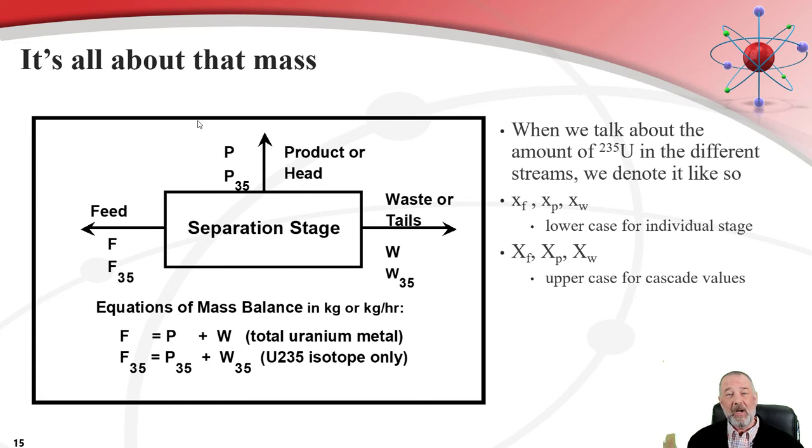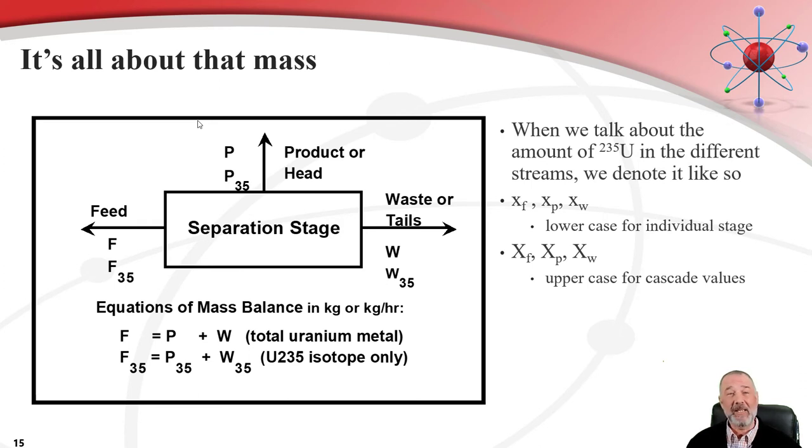Now, when I talk about, here in a little bit, the percentage of uranium-235, either in an individual single piece of technology, like is shown in this black box, or a cascade, which is a whole bunch of these all put together, usually it's denoted by the variable X, and the subscript on the X tells you whether it's the percentage in the feed, the product, or the waste.